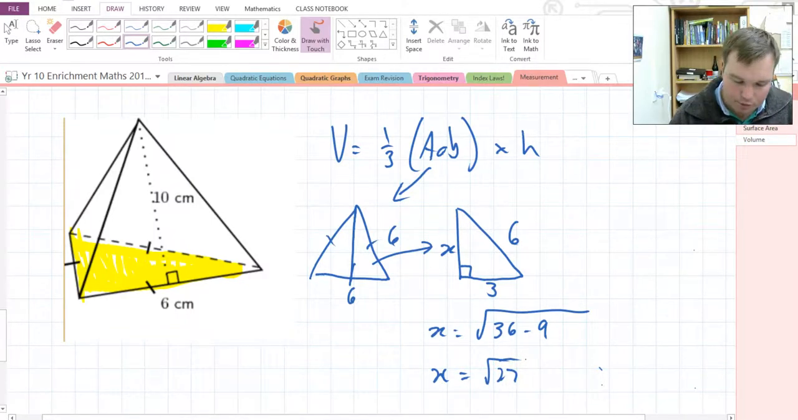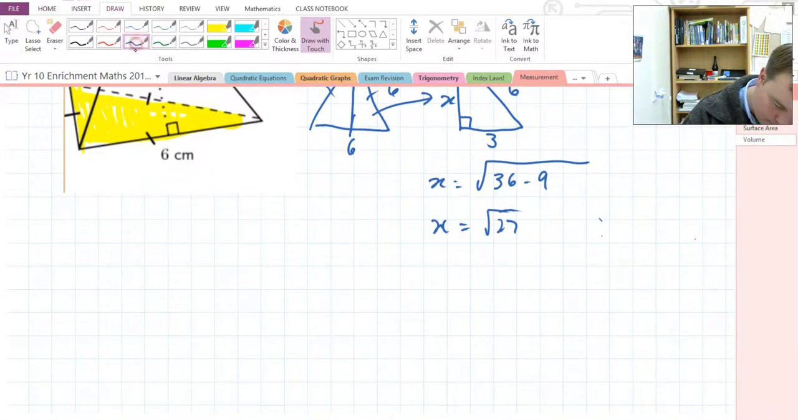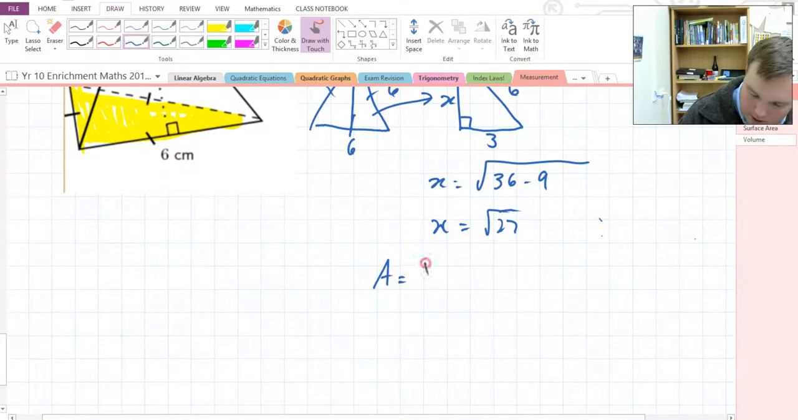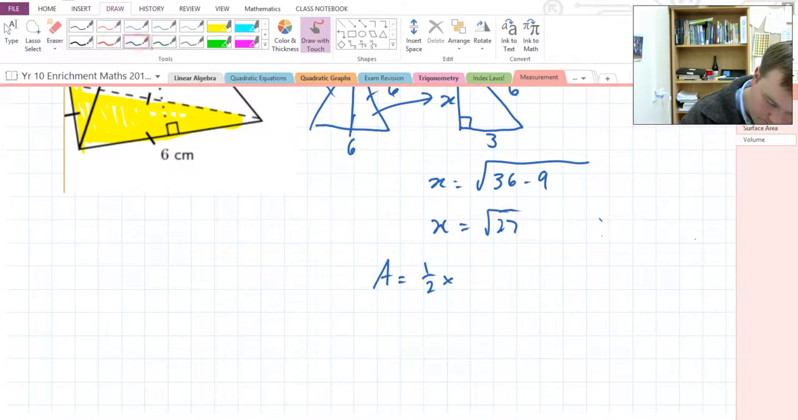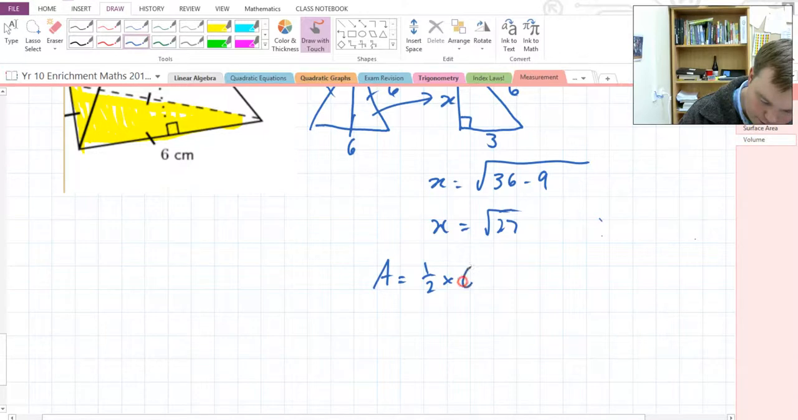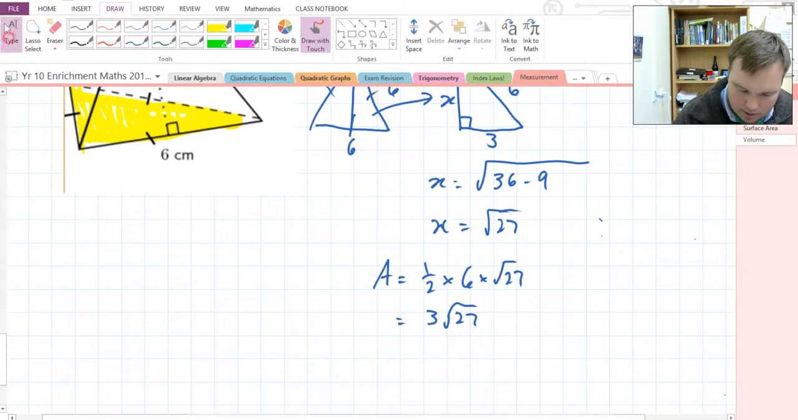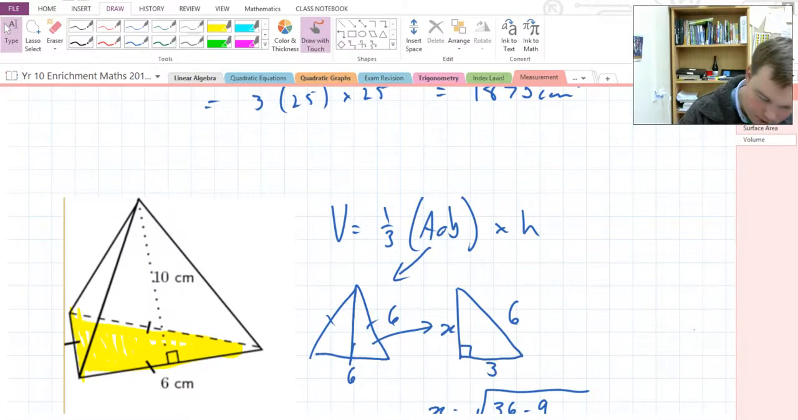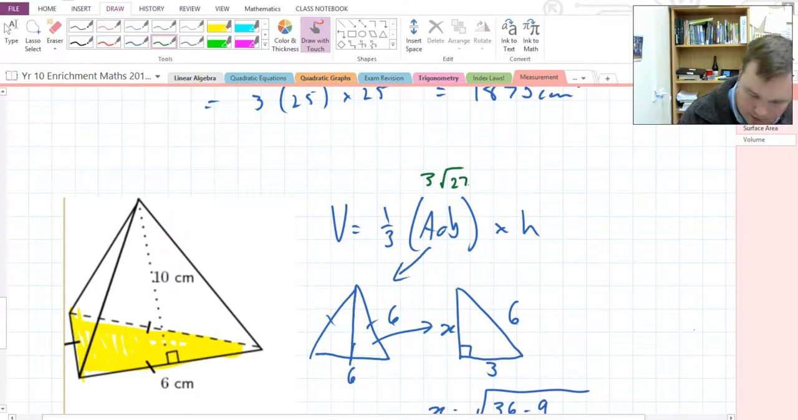Alright, so therefore the area of this triangle is a half times root 27, sorry, a half times 6, because that's a half times the base, times the height. So it's really the same as 3 root 27. Alright, so in our formula up here, we know that the area of the base is 3 root 27. So let's take the height.